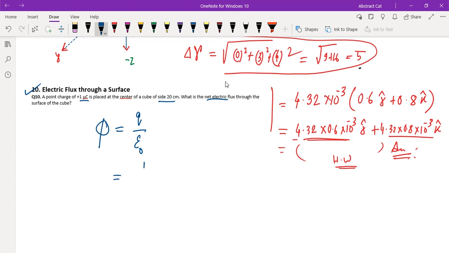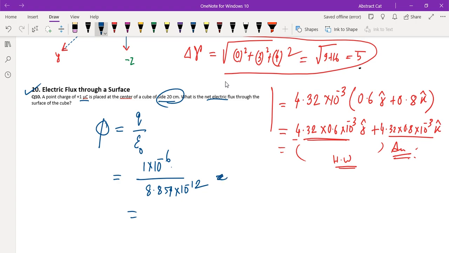So q is 1 into 10 to the power minus 6, and epsilon naught is 8.854 into 10 to the power minus 12. You know that. Tell me, calculate. The 20 centimeter is not needed here. So solve these two.